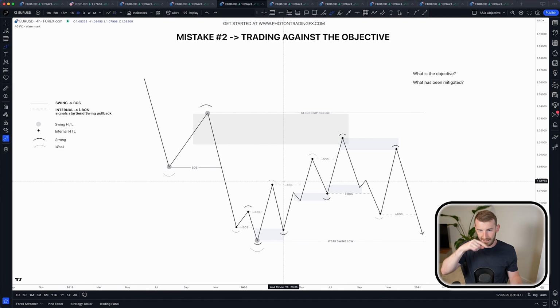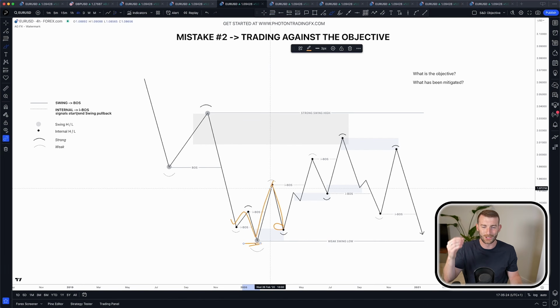Now we can play the movements within that swing pullback, right, we can follow the internal structure. So when that internal structure shifts bullish, these internal lows become what? They become strong because they broke the high. So when price comes back in, we can look to buy that. Why? Because we are trading from strong structure, and we are targeting weak structure, right? This is a weak high because it failed to take out the low. So we can get in long here and target that high, right?